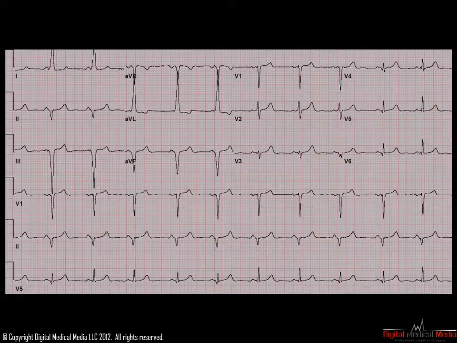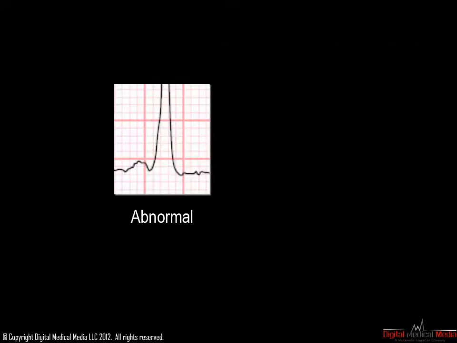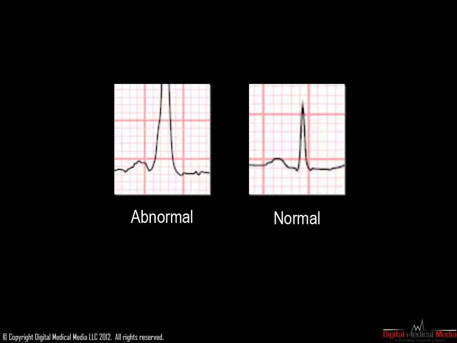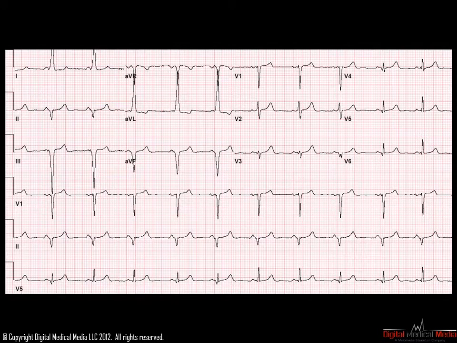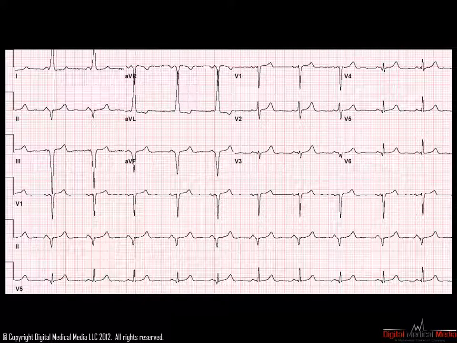This is abnormal. If we compare this to a normal QRS, as seen here, it is abnormal for the beginning of the QRS to have such a slow and gentle takeoff from the baseline. That is called a delta wave. This ECG is classic for WPW preexcitation, or a Wolff-Parkinson-White preexcitation.